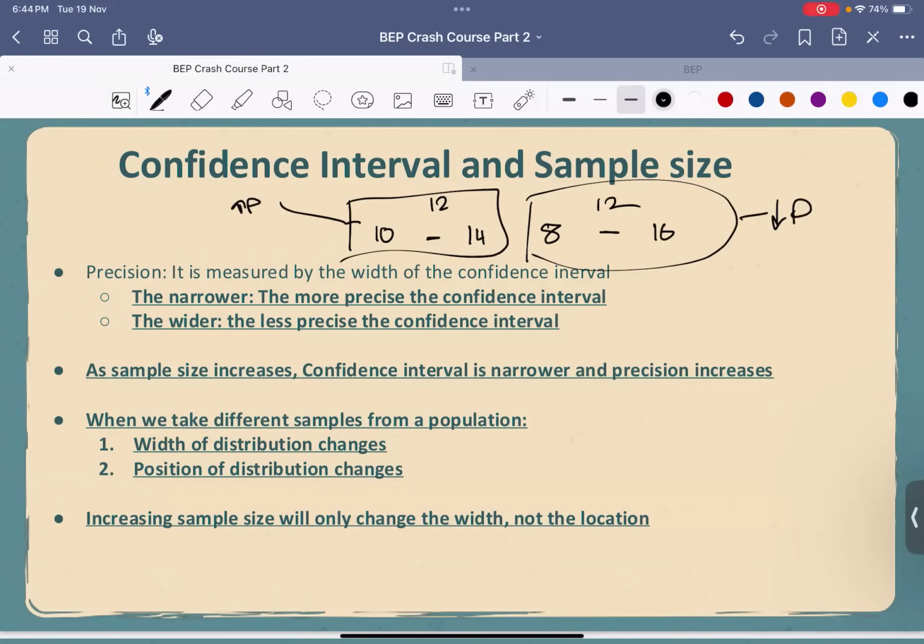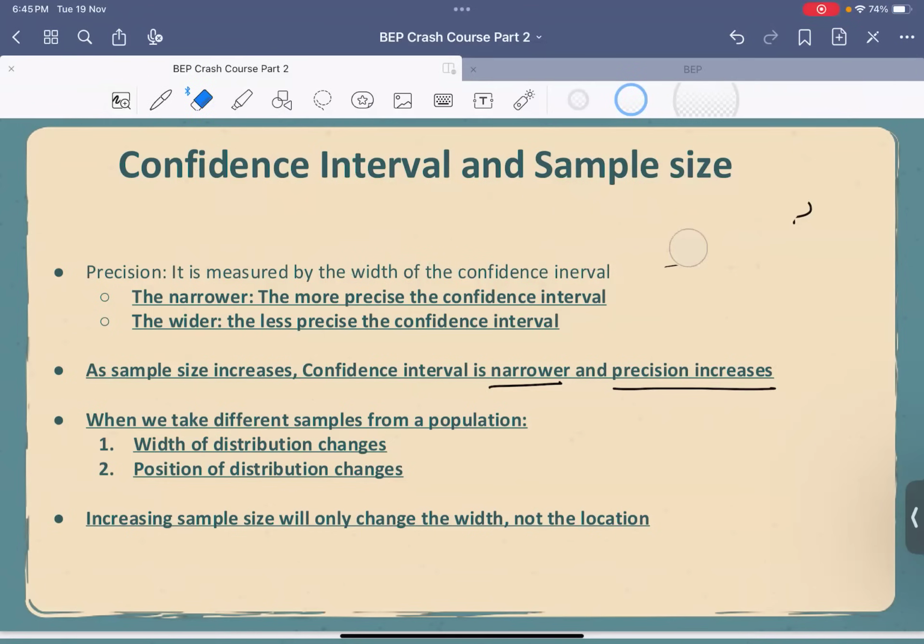Now, when we increase the sample size, the confidence interval is narrower and the precision increases. So if we take the sample size of this sample, it will probably be 50. And if we take this one, it will probably be 30, okay? So that's why it's less precise. So 30 people, their mean is 12, but their confidence interval is wide. 50 people, their mean is 12, but their confidence interval is narrow and more precise, okay? So as you increase sample size, you're making the confidence interval narrower and more precise, okay?